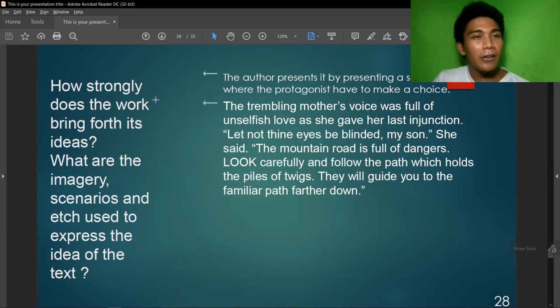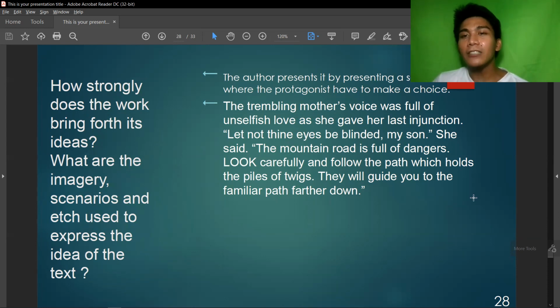Next, how strongly does the work bring forth its ideas? What are the imagery, scenarios, etc. used to express the idea? The author presents the idea of sacrifice by presenting a scenario where the protagonists have to make a choice. So, is it moral or immoral? Of course, the son's decision is moral. But the governor's decision to kill all the old people is, of course, immoral.